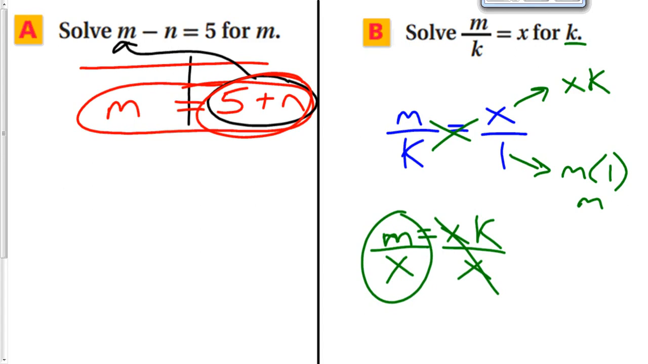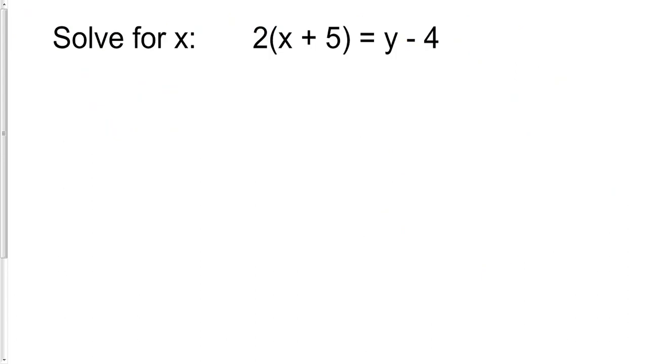Those division ones can get a little interesting. All right, last example here. This gets a little more involved. To solve for x here, we'll notice first of all that x is wrapped up in those parentheses. It's being multiplied by that 2. So what most of you will do is a distributive property first. This isn't the only route that you could go, and I'll show you different routes in class, but 2 times x and 2 times 5, so plus 10 equals y minus 4.